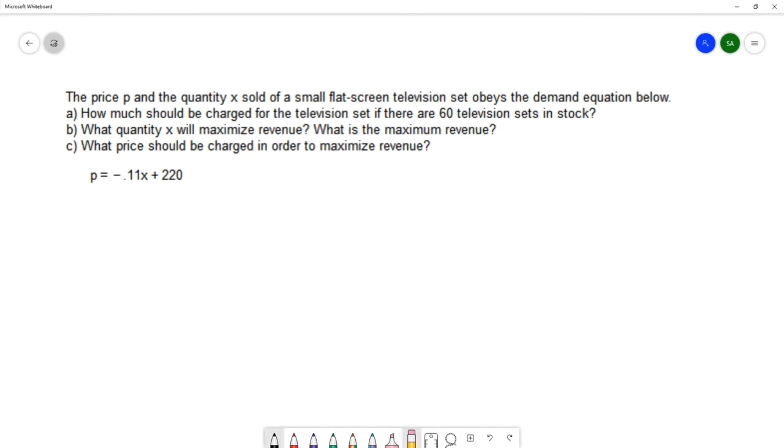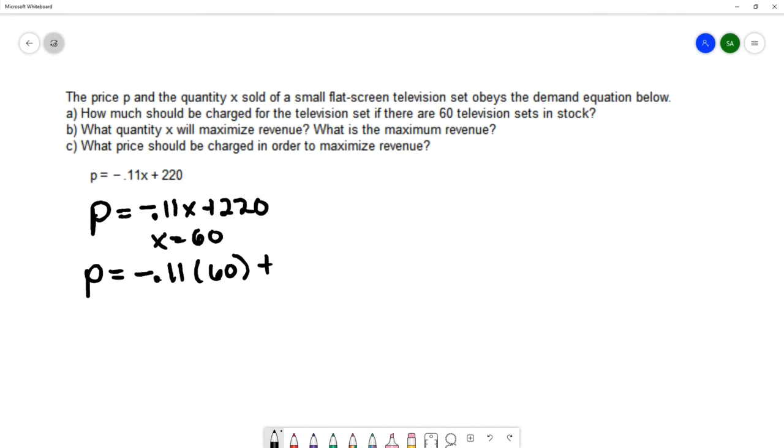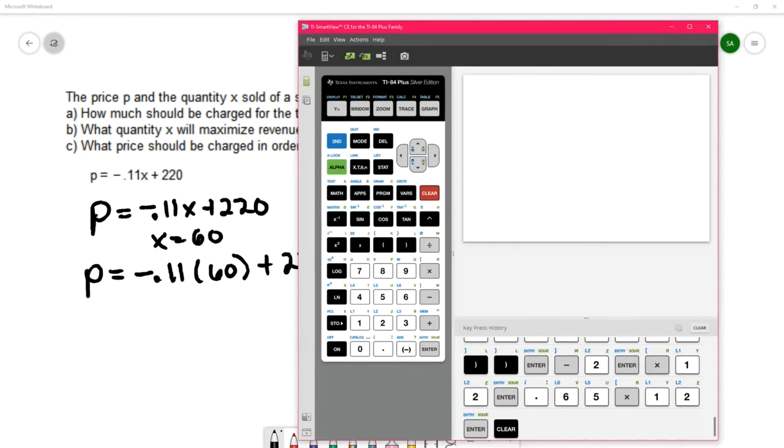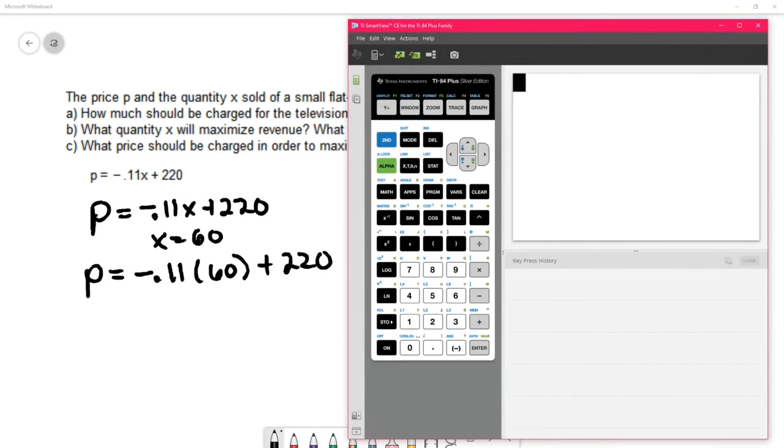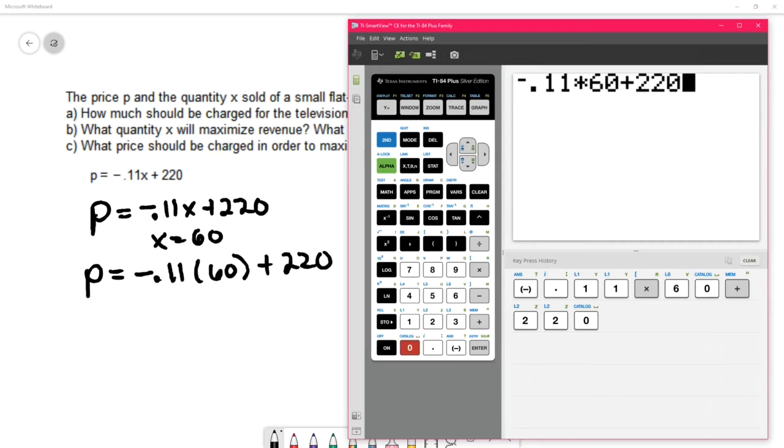In part A, we're going to use the demand equation that was given to us, P equals negative 0.11x plus 220, and we're going to let the value of X be 60, and that will tell us the price that we should charge. So negative 0.11 times 60 plus 220. I'm going to bring up my calculator. Let me clear out these keys so that you can see which buttons I'm pushing. We're going to do negative 0.11 times 60 plus 220, and we should charge $213.40 if we have 60 television sets in stock.